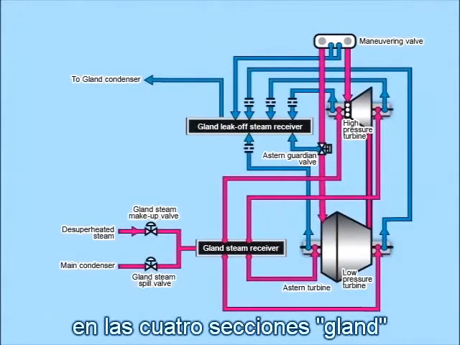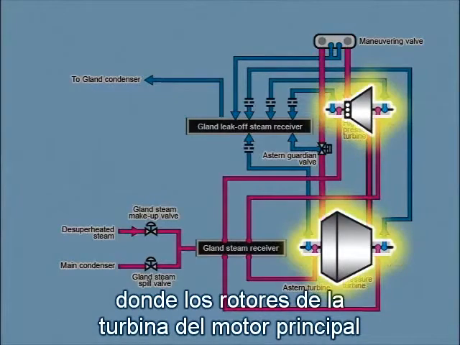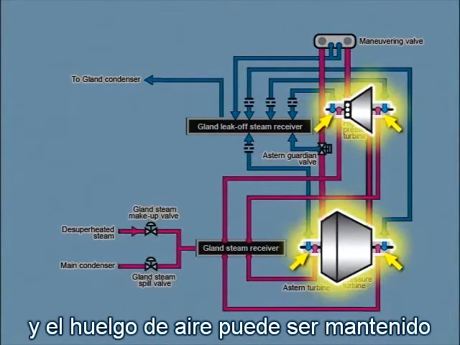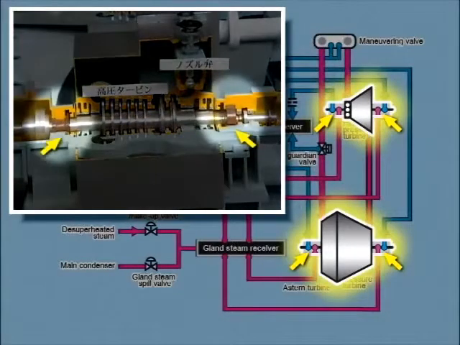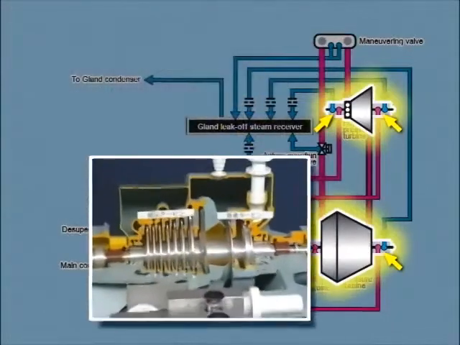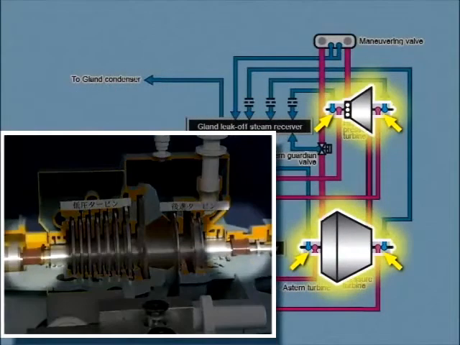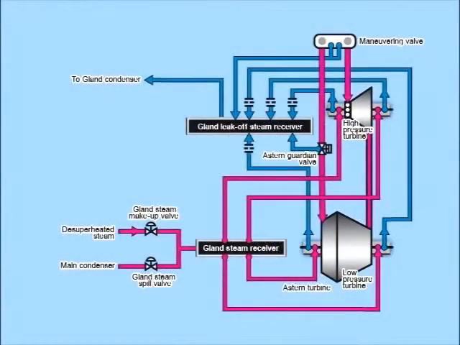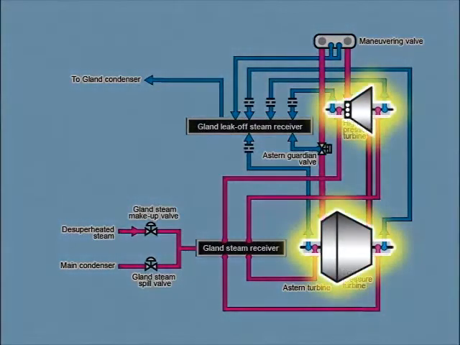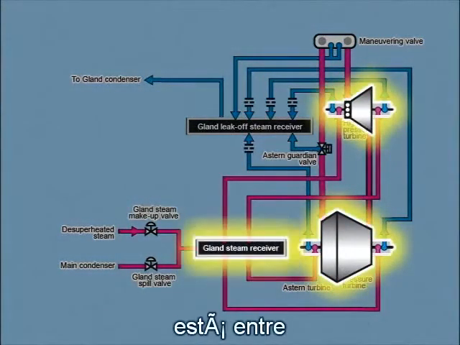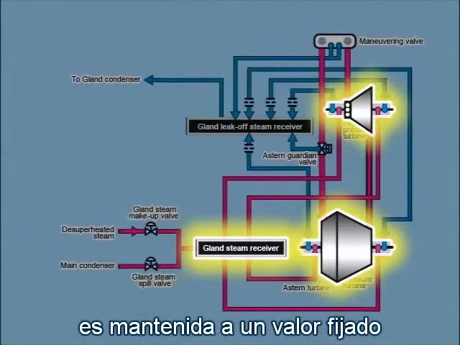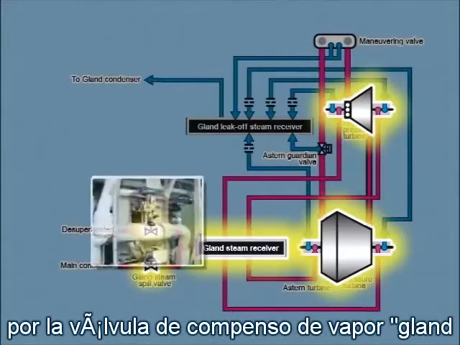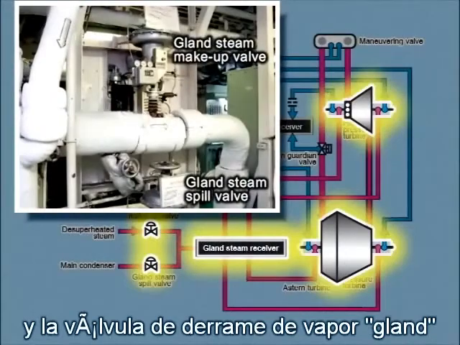Labyrinth packing is installed in the 4 gland sections, where the main engine turbine's rotors pass through the turbine casings, and air tightness can be maintained by providing the packing with gland steam. The gland steam receiver sits between the high-pressure turbine and low-pressure turbine. The steam receiver's pressure is maintained at a setting value by the gland steam makeup valve and gland steam spill valve.